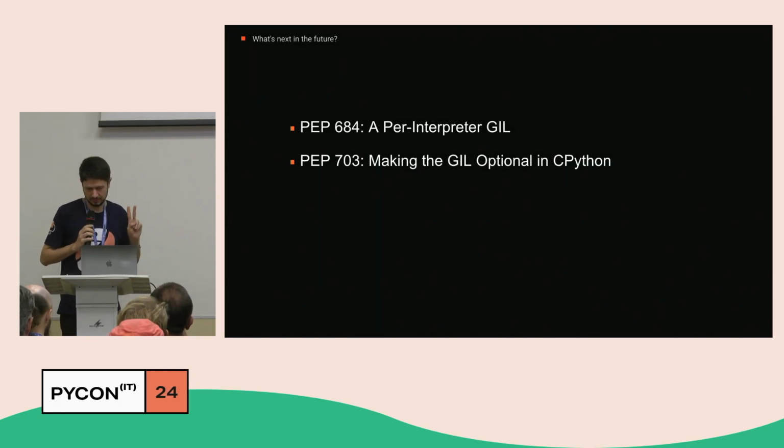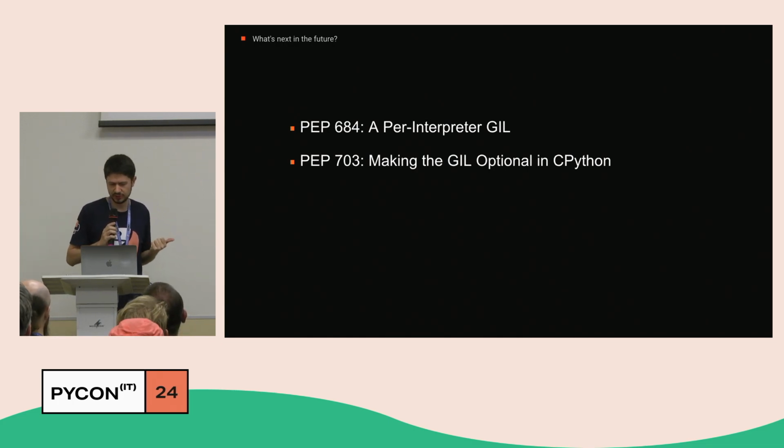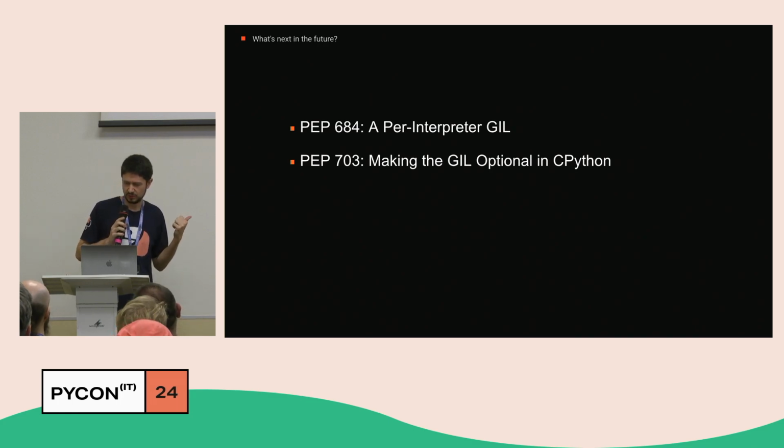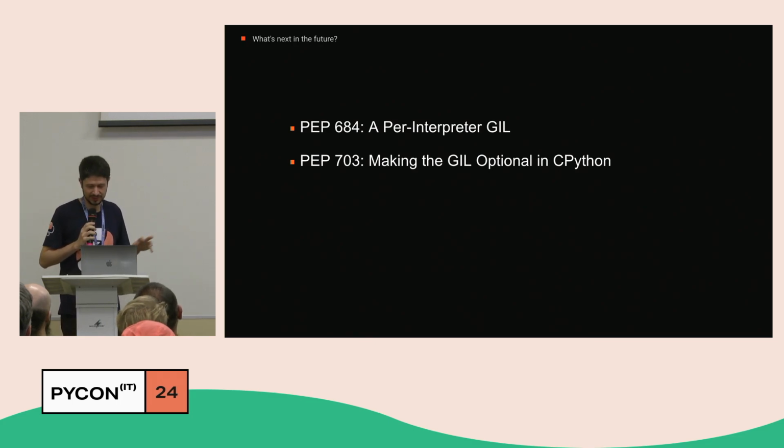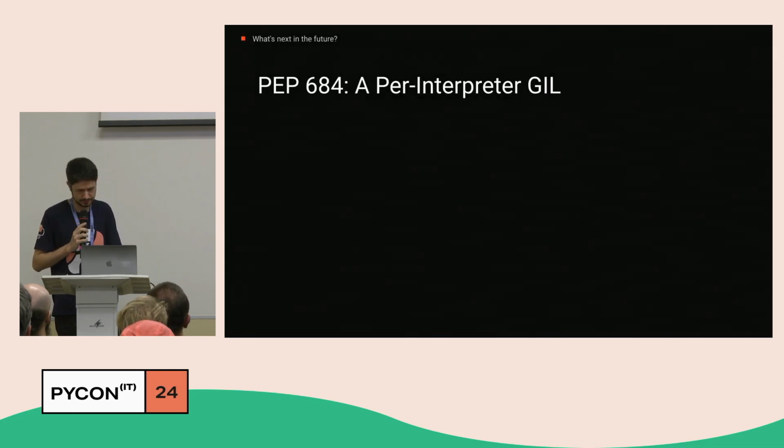And there are two PEPs, at least, that I know of that considered using Immortal Objects. The first one was PEP 684, a per-interpreter GIL. It was presented at PyCon US 2023, I believe. It's really great. And the other one is the big one, the one of the moment, PEP 703, making the GIL optional. So I'm going to quickly discuss each one of them here.